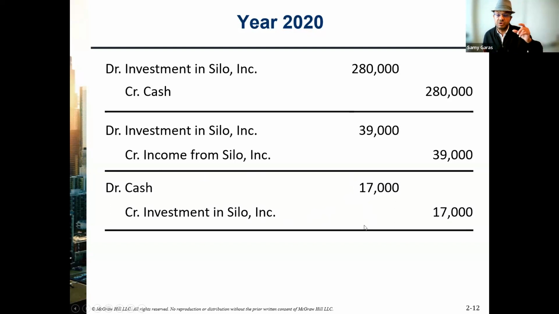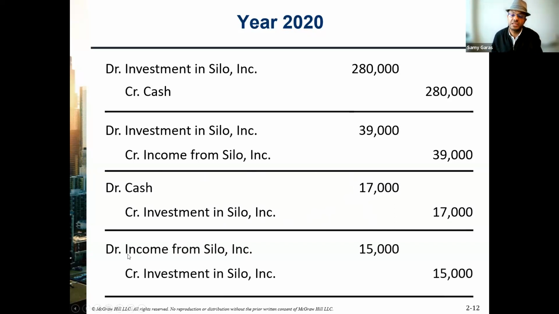But now, as you remember, I said we take 75 divided by 5 years, we get the amortization of the difference, where we debit income, credit investment by 15,000. And this is the same journal we make to recognize the net loss. What shall we do in the following year, in year 21?